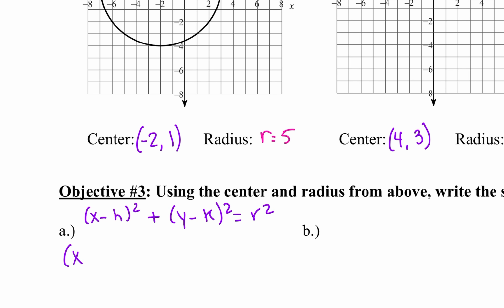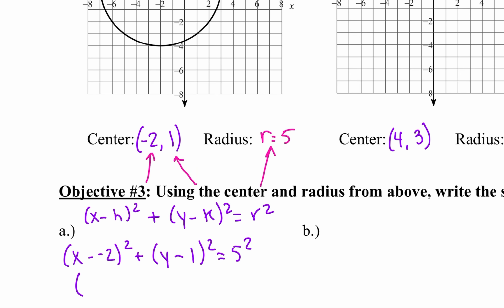So this first part, x minus h. Remember, the h represents that x value right here. That represents our h. So it's going to be x minus -2 squared plus y, and then k represents the y value from our center. So it's going to be y minus 1 squared. And then r is this 5 that we got from right here. So 5 squared.